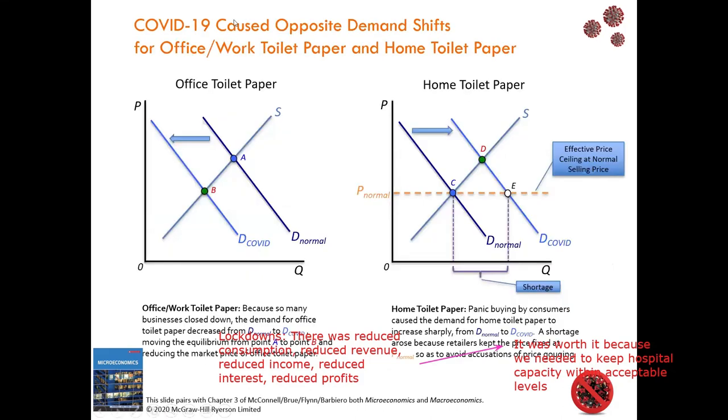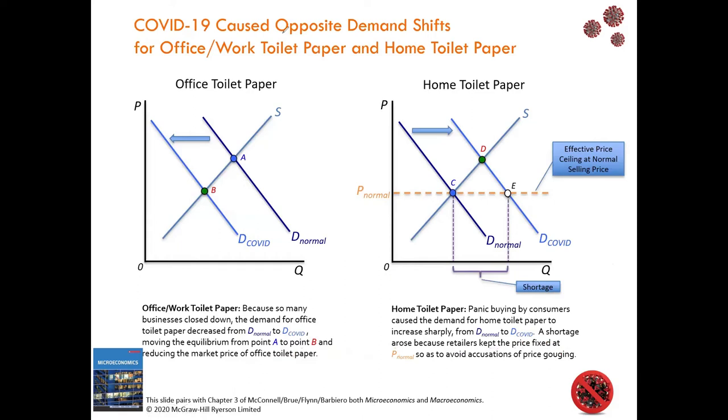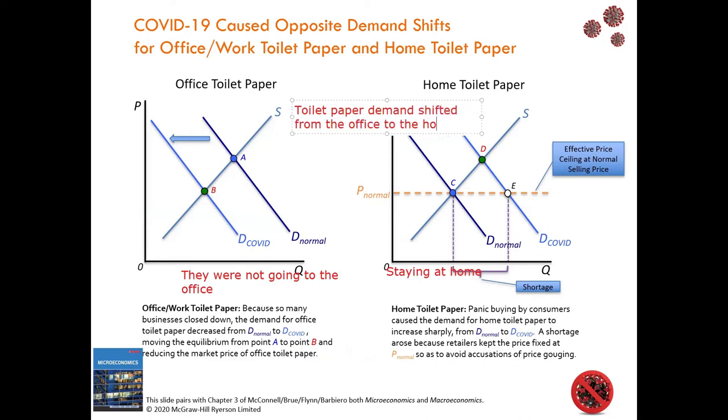And then here for the demand for toilet paper, because people were staying at home, they weren't going to the office. They were staying at home. The demand for toilet paper at home was much higher, so it shifted right. In the office, it went down. So the toilet paper demand shifted from the office to the home. So that's what happened here.